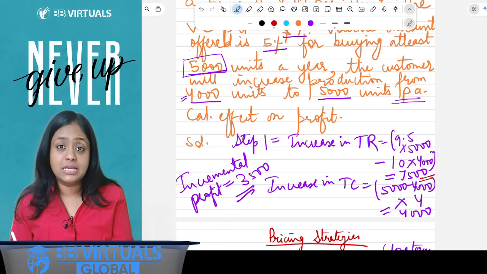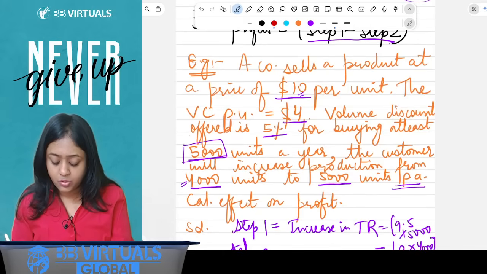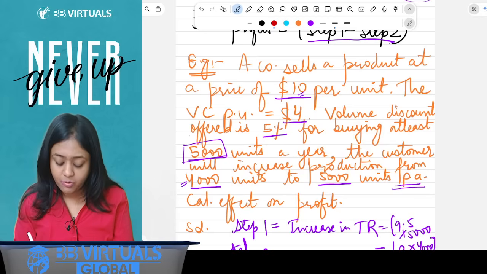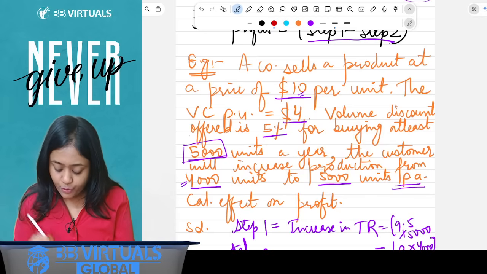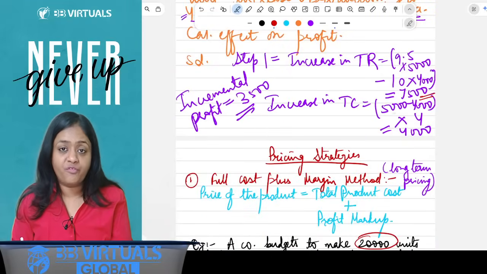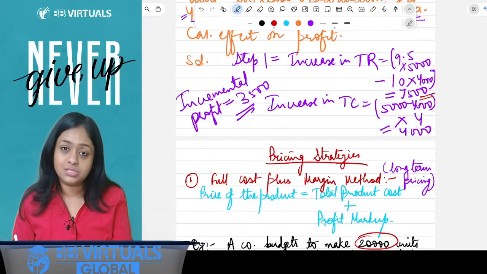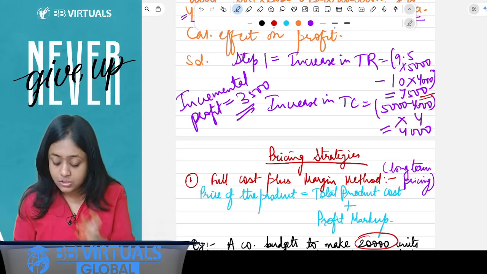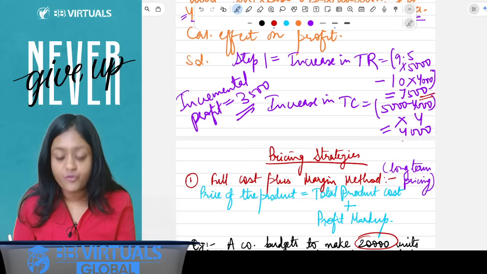Now, what is the increase in total cost? Earlier, the variable cost was 4, and the quantity was 4,000. Now you will have a reduction there. So the quantity has changed from 5,000 to 4,000. Variable cost is the same per unit at 4. So the cost increases by 4,000.